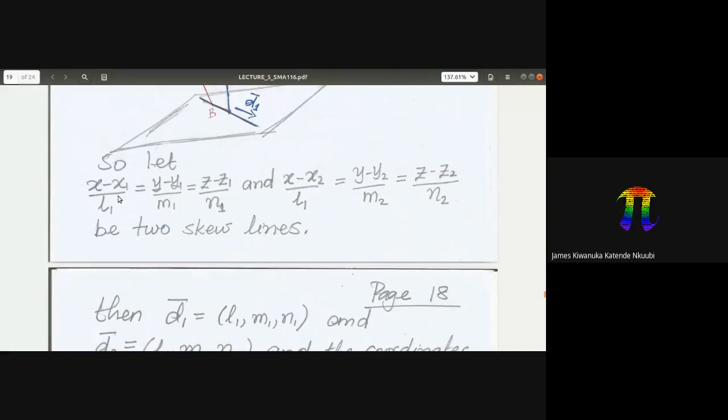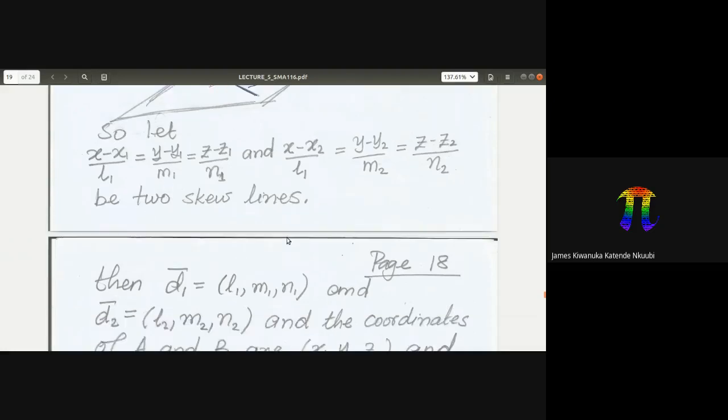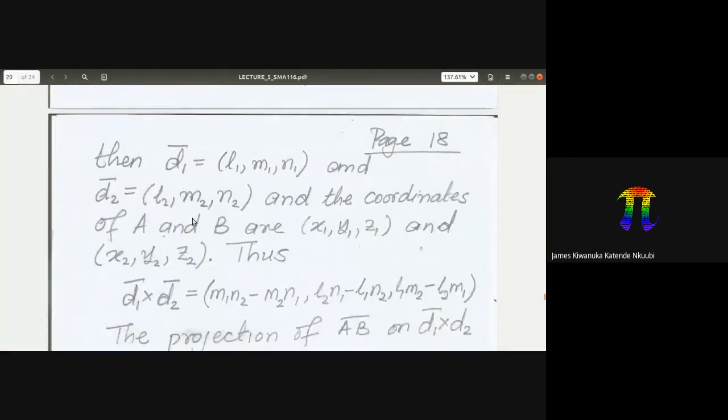So let's assume that we have two lines. There's this line here and this one, and we assume that they are skew lines. Then we set up D1 to be this vector, the vector that is parallel to the first line, and D2 to be this vector, the vector that's parallel to the second line. And we can pick two points, A on the first line, and B from the second line.